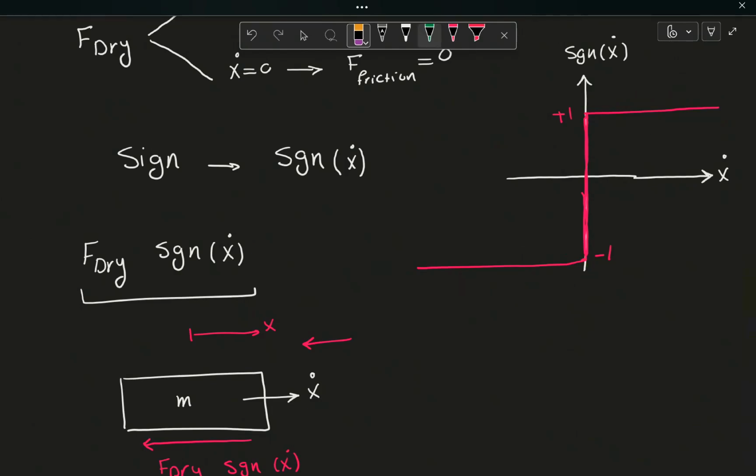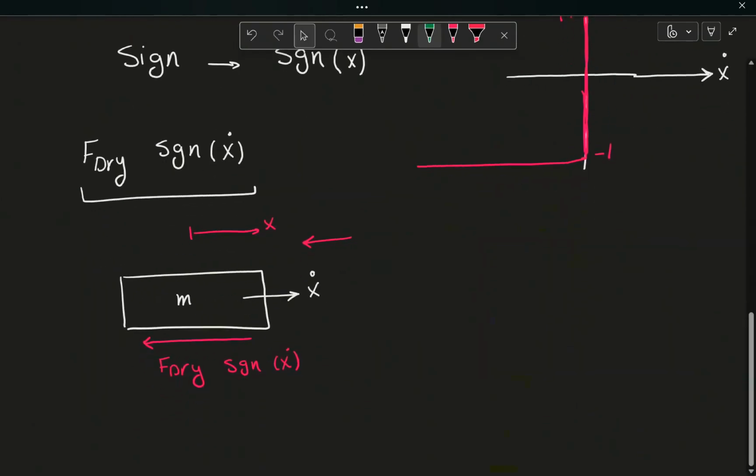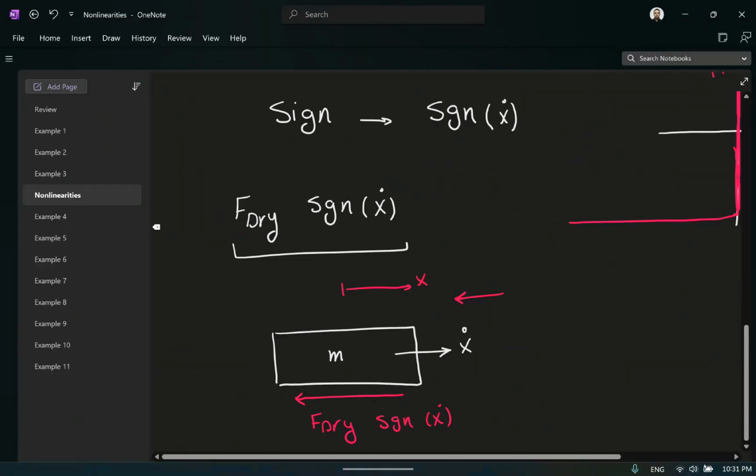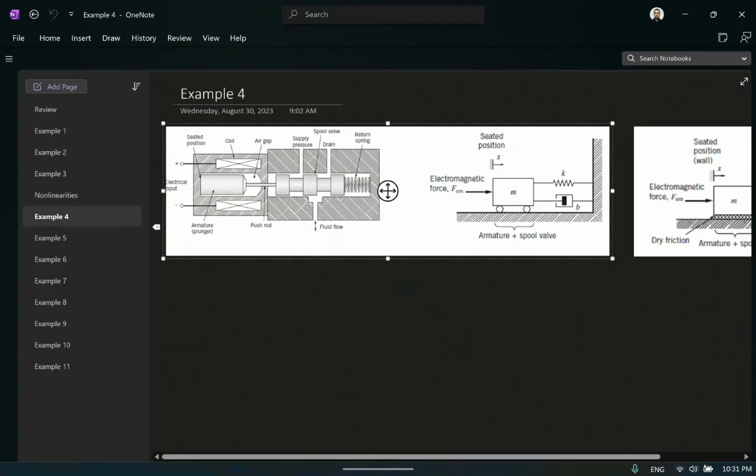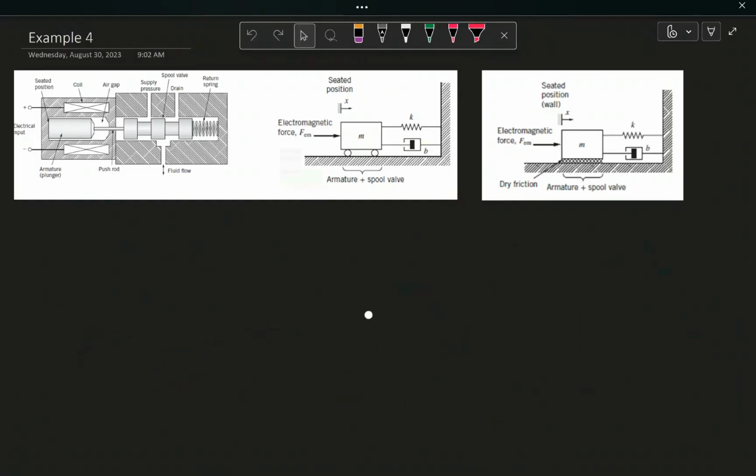Okay, good. Now, you know how you can handle f dry as a nonlinear function. Let's solve an example and see how this is actually going to work out. Let's go back to our solenoid valve. If you guys remember, when we wanted to model the solenoid valve, we assumed that the only friction that we have is a viscous model. This was our example 1, yes? That was a viscous damper.